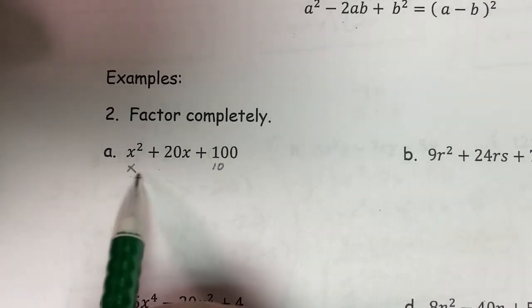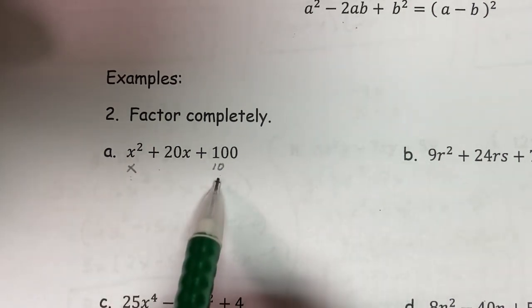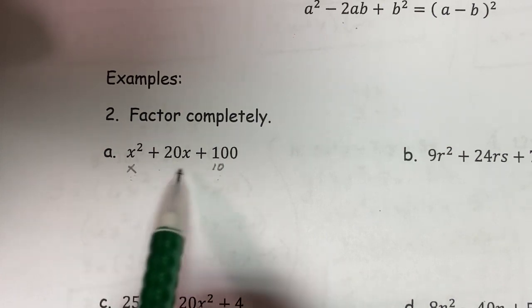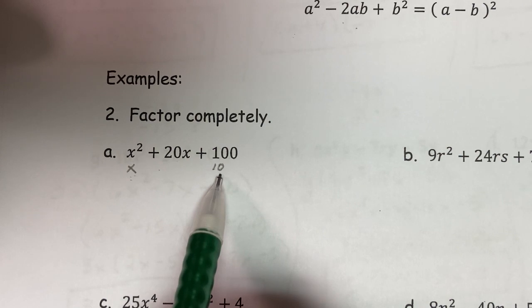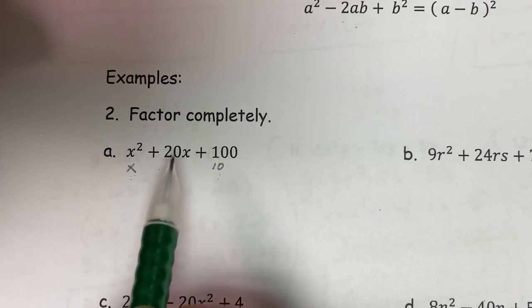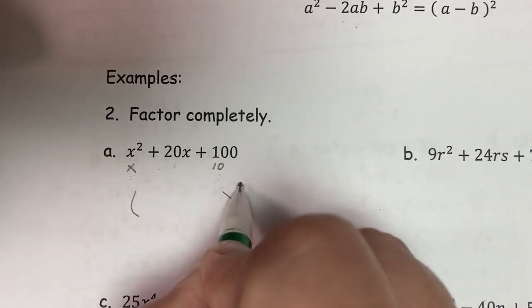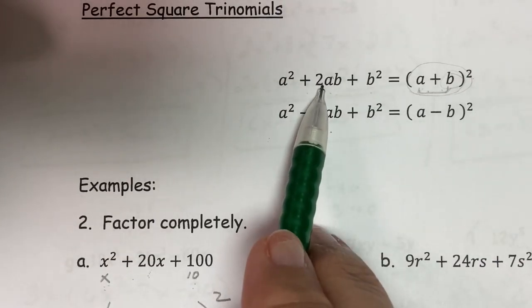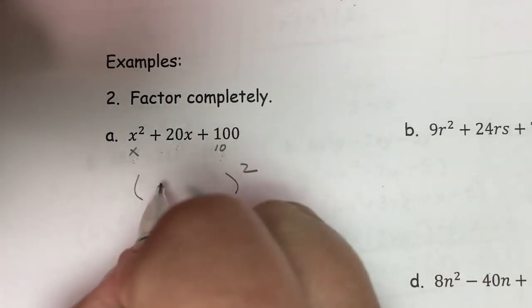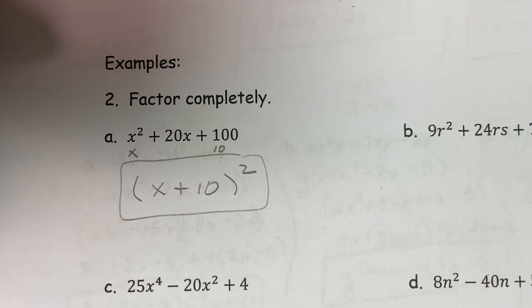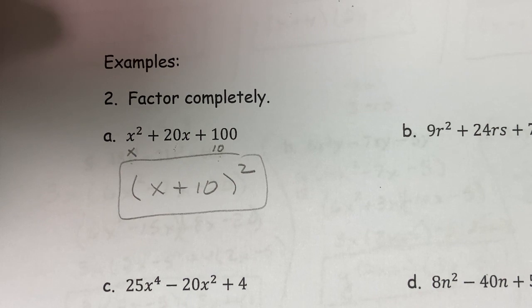So now, since both of these are perfect squares, if I multiply these together and double it, do I get this middle term? Well, x times 10 is 10x. Double that, you do get 20x. This is a perfect square trinomial. Once you've identified it, the point is it makes it easy to factor because it follows this form. So you can simply factor it as x plus 10 quantity squared. There's no guessing and checking, but you do have to do that check to see if it is a perfect square.